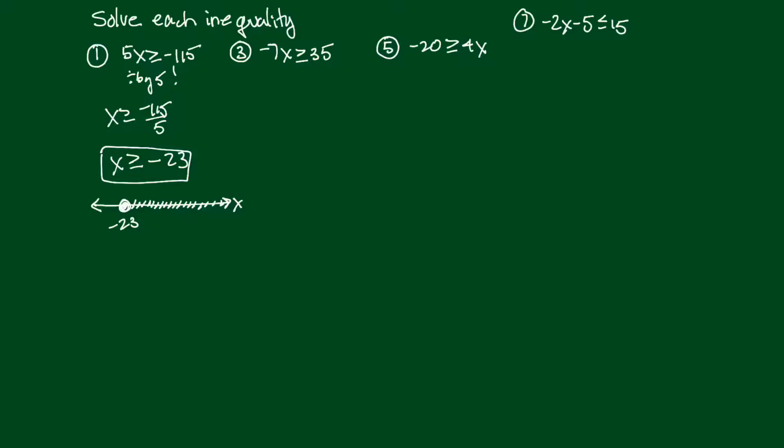Now in this case, I'm going to divide by negative 7, alert, right? It's an alert because I'm dividing an inequality. And in this case, it's a negative, so I know what happens now. When I divide by a negative, it reverses the direction of that inequality symbol, right? So we get 35 over negative 7. So x is less than or equal to negative 5.